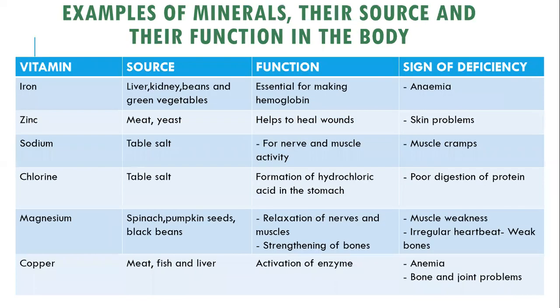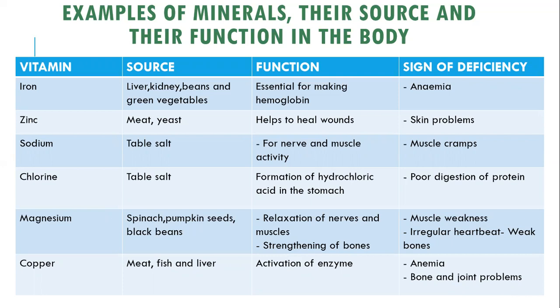Moving on, the other mineral, iron. Sources of iron: liver, kidney, beans, and green vegetables. The function is that it is essential for the making of hemoglobin, and the sign of deficiency is anemia. Hemoglobin is essential in the blood, and the lack of this mineral will lead to anemia.